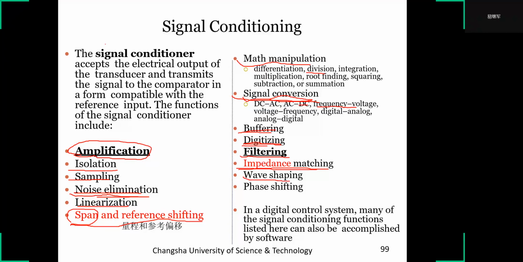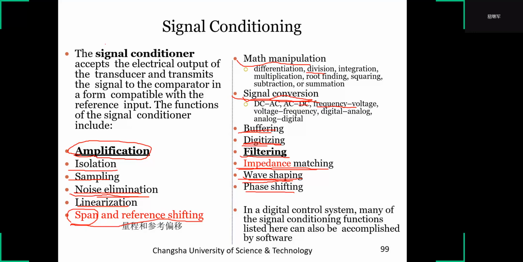Wave shaping: make the shape more suitable. Phase shifting: make the phase the same phase.